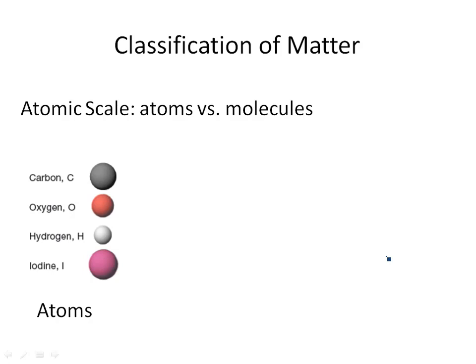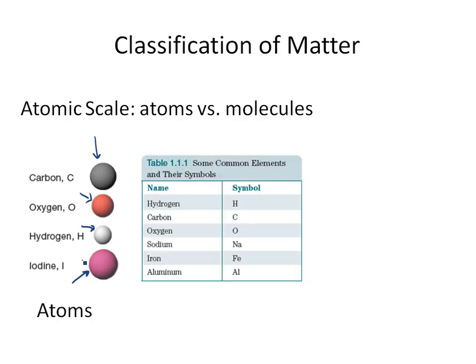On the atomic scale, we have atoms versus molecules, and atoms are individual atoms of different chemical elements. These are the smallest building blocks of matter that have the properties that the elements have. So carbon, oxygen, hydrogen, iodine. There's lots of other ones. And each of these has a name and a symbol, which you're no doubt familiar with. So when you talk about H2O, you know that it has hydrogen and it has oxygen.